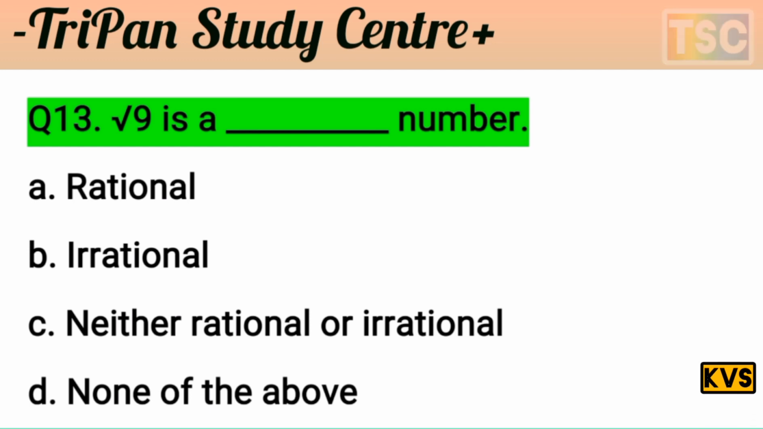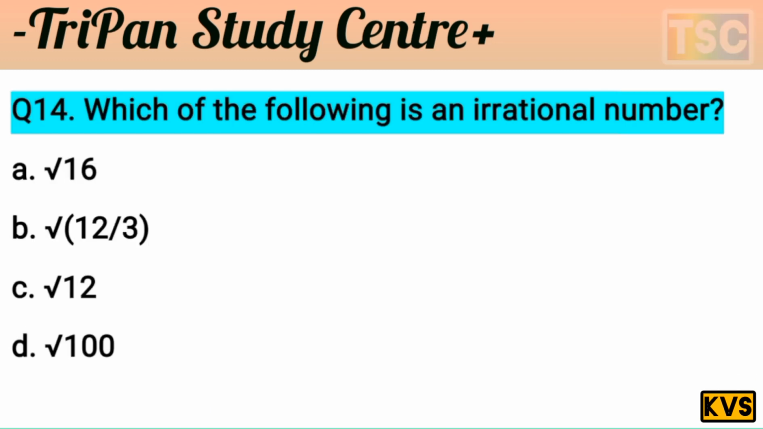That's important because square root of 9 is a rational number. That's clear. The square root of 9 is a rational number. Let's see the next question. The next question arrives on the screen.